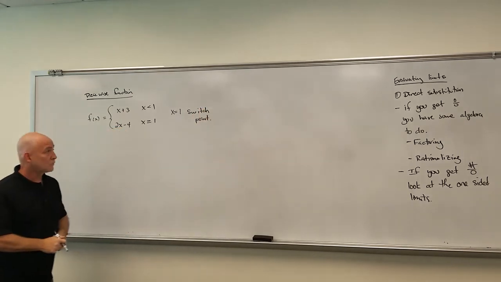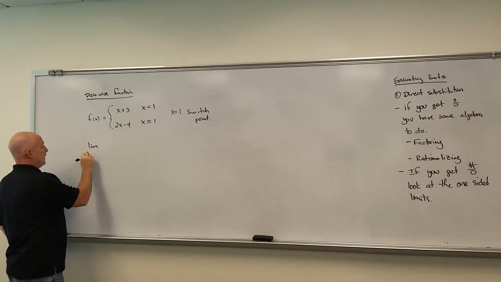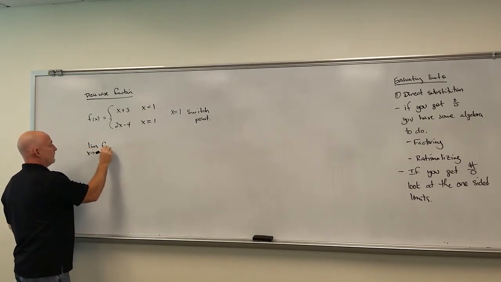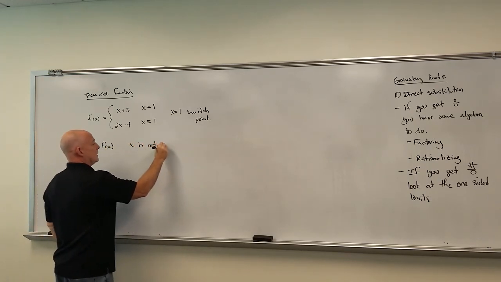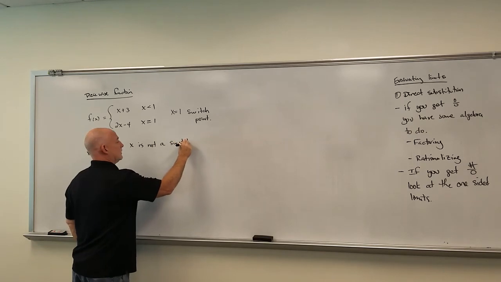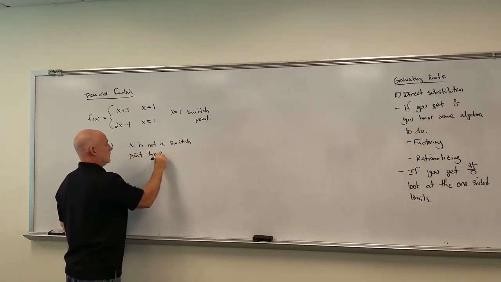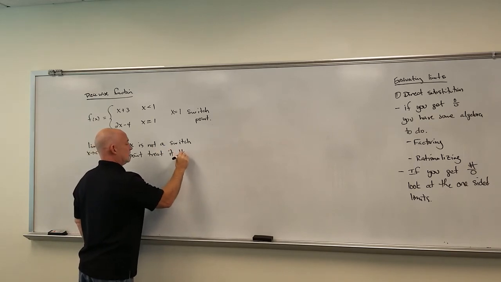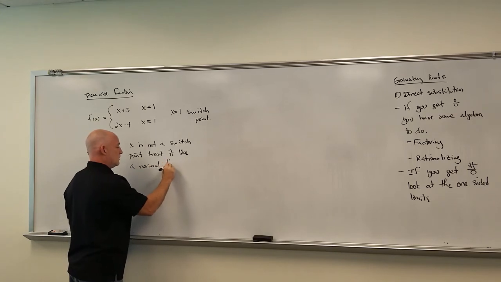So I'm going to say x equals 1 is what I'm going to call the switch point. Now, if you're doing the limit as x approaches c of f of x, and c is not a switch point, treat it like a normal function.